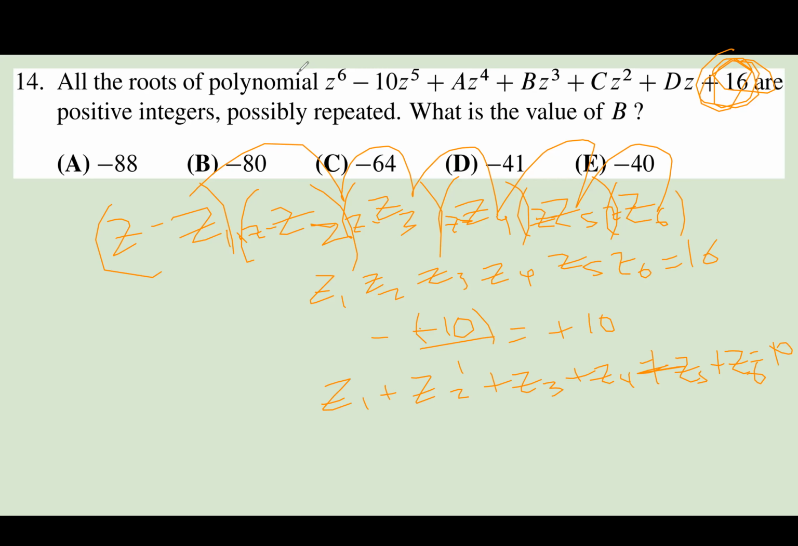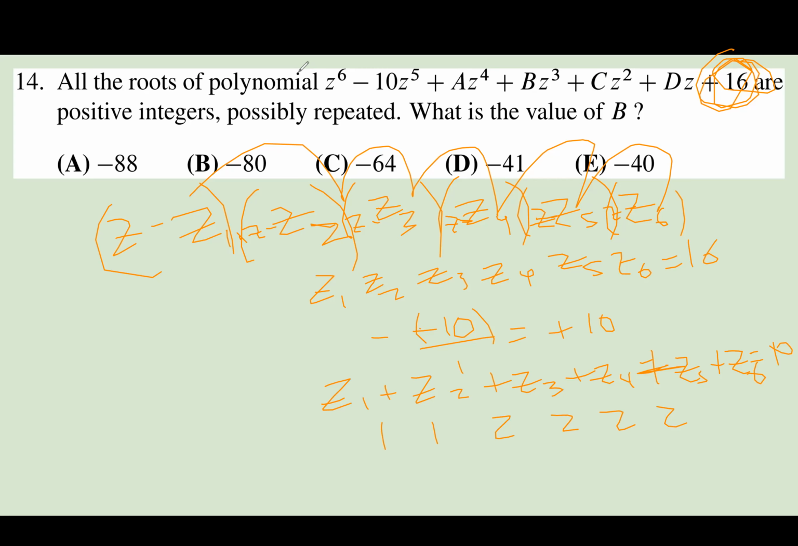And how many 2s make up 16? 4 of them, right? So 2 to the 4 is 16. So could they be 1, 1, 2, 2, 2, 2? Will that work? Because then if we do 1 times 1 times 2 times 2 times 2 times 2, we get 16. If we do 1 plus 1 plus 2 plus 2 plus 2 plus 2, we get 10. So those must be the roots, right? Okay. So that means the roots of this polynomial are 1, 1, 2, 2, 2, 2.